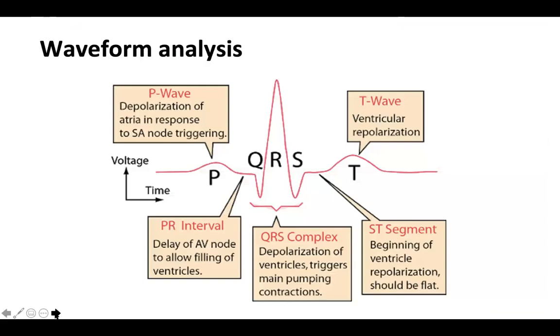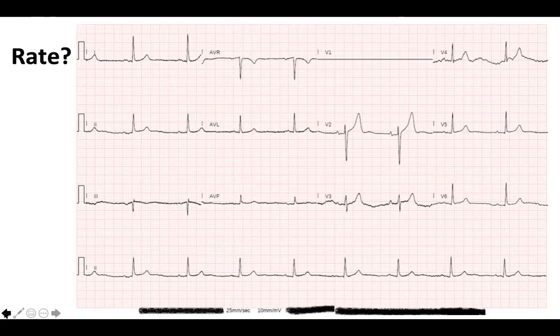Yarissa, sorry to interrupt. There's a question: what happens if this ECG shows 50 millimeters per second? What rate would this be? Well, if it's 50 millimeters per second, then on a normal one it's 25.